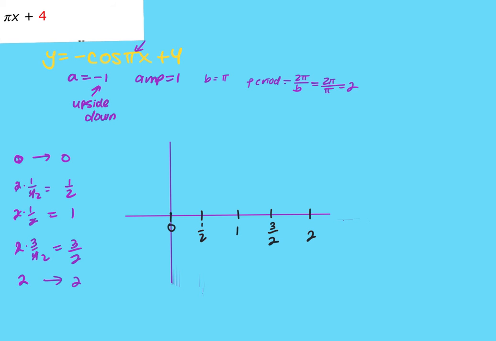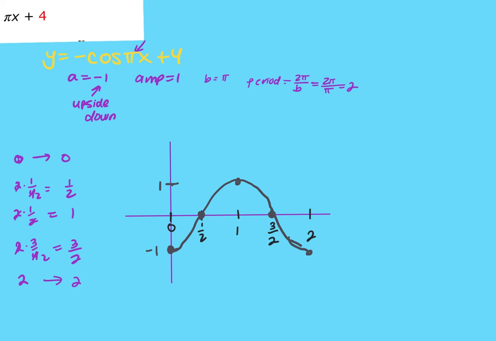I would plot cosine. Normally, cosine starts at the amplitude, so it would start at +1, go down, down, up, up like that. That's what my parent function of cosine would look like. But because it's a negative cosine, we reverse that. It starts at -1, goes up to 0, up to +1, down to 0, and back down, so that my original curve or my parent function would look like that.